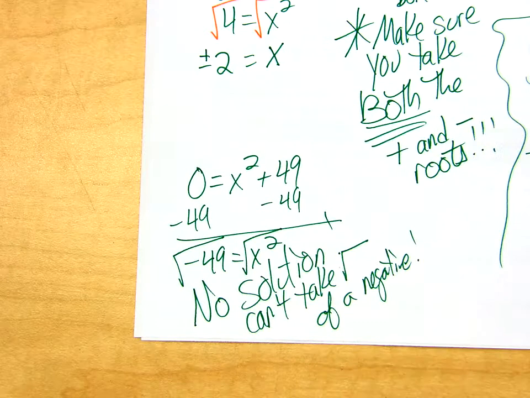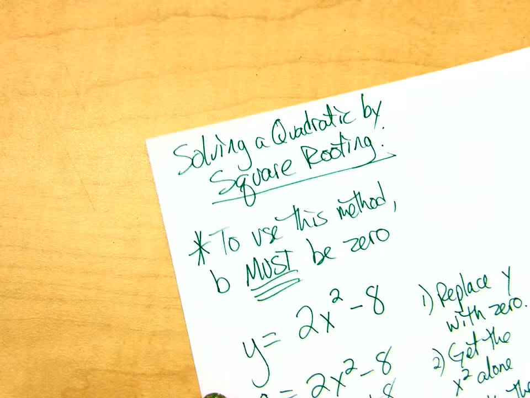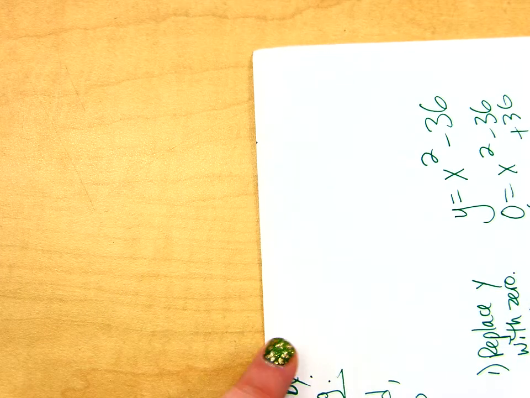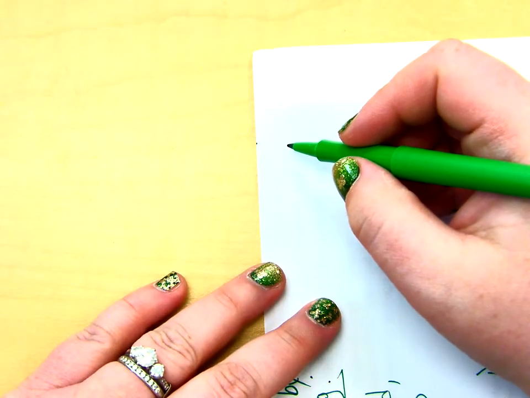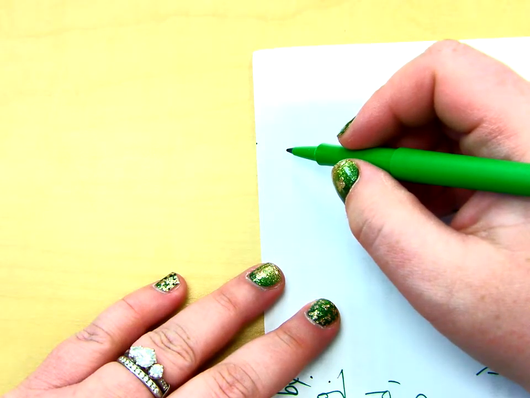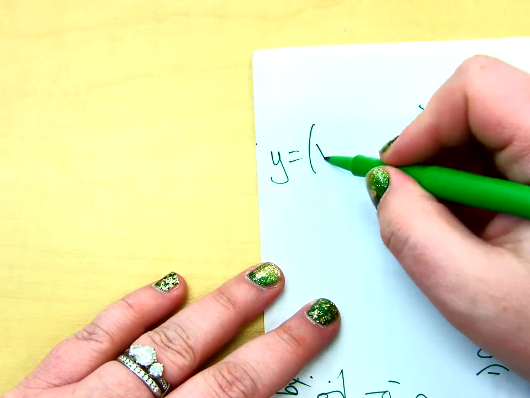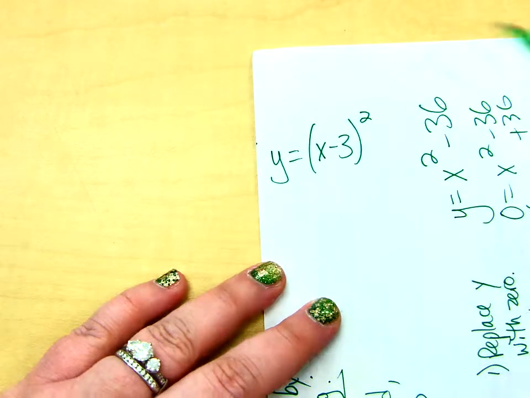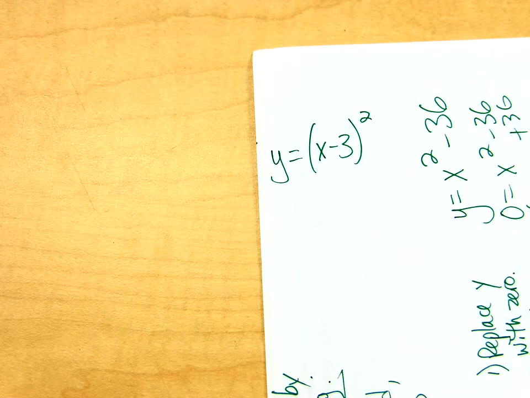The other ones that we did are going to cross twice. Once in the positive, once in the negative. What might it look like if it is right on the x-axis? Well, let's see if I can fit it right here. What if you had something like this? How about y equals x minus 3 squared? Something like that. So I'm still going to replace the y with a 0.